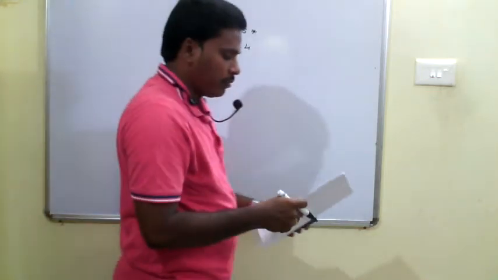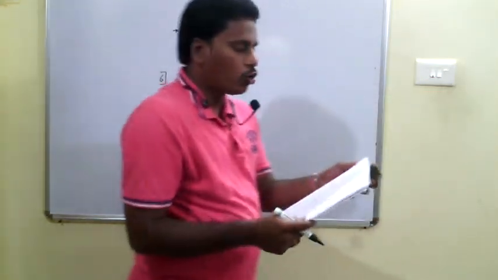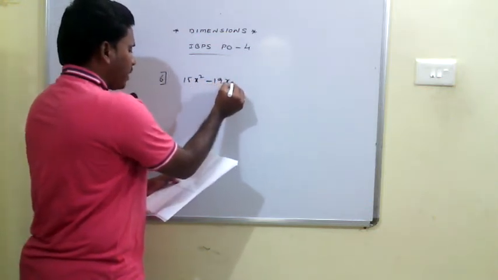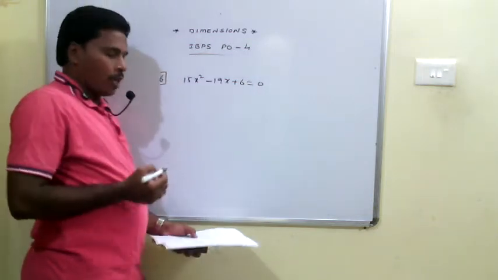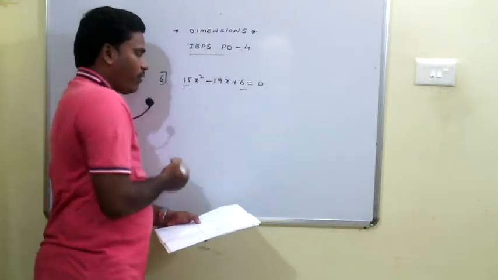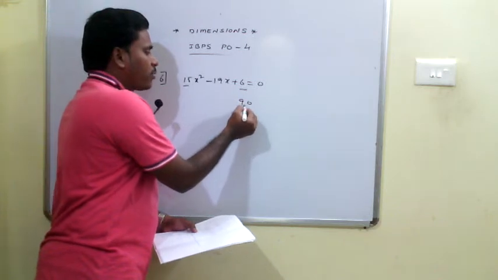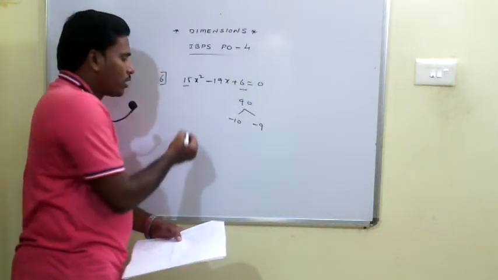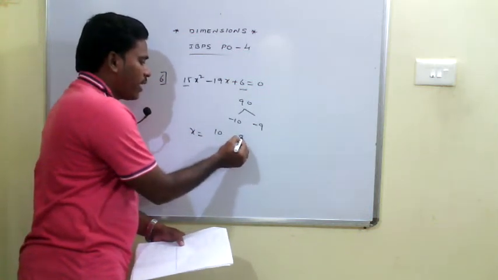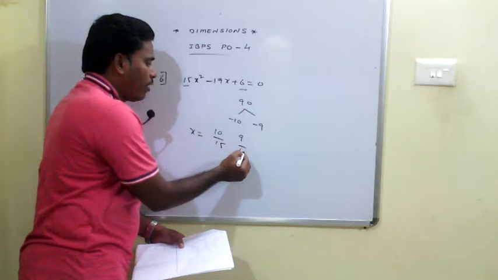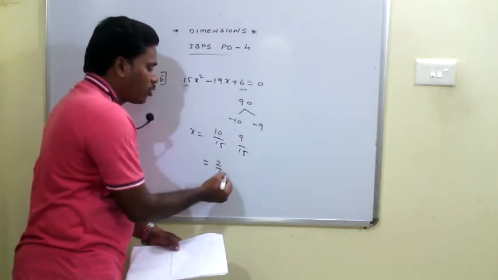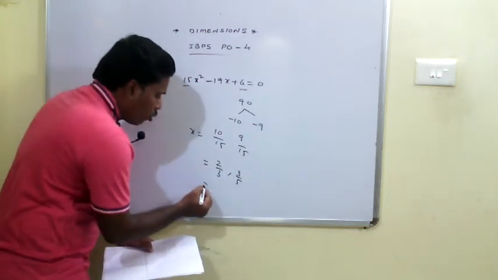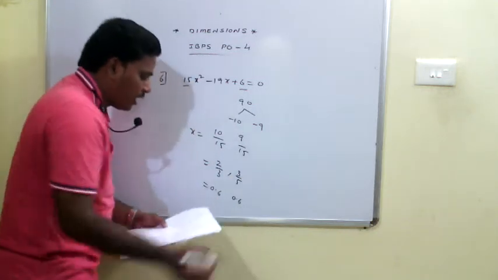Coming to the sixth question, two equations are given, we need to solve those two. The first equation is 15x square minus 19x plus 6 equals 0. To calculate the values of x, take the product as 15 into 6, which is 90. 90 can be expressed as the product of two numbers, minus 10 and minus 9, whose summation is minus 19. So the values of x are, just change the symbols, 10 and 9, divided by 15. So 10 by 15 is simplified as 2 by 3, and 9 by 15 is simplified as 3 by 5.